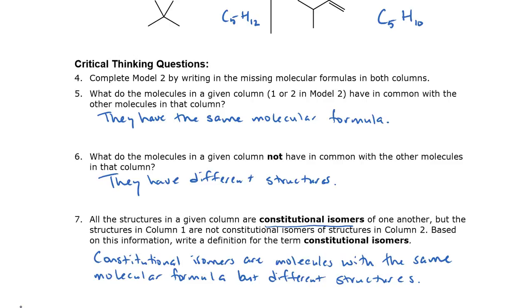Okay, you got this, right? Pat yourself on the back. Constitutional isomers are molecules with the same molecular formula, but different structures. So you see how we were guided to coming up with this answer.